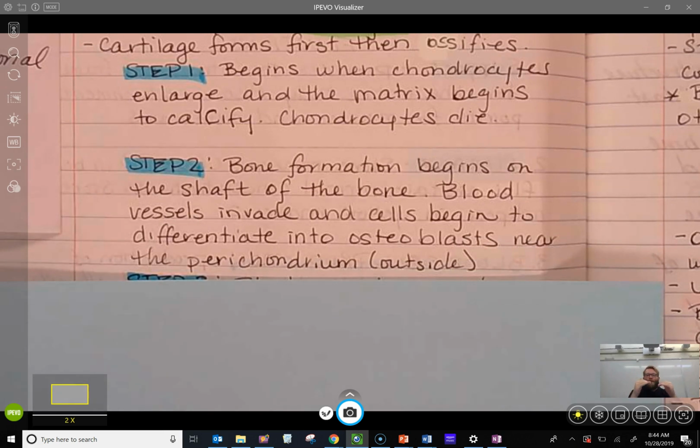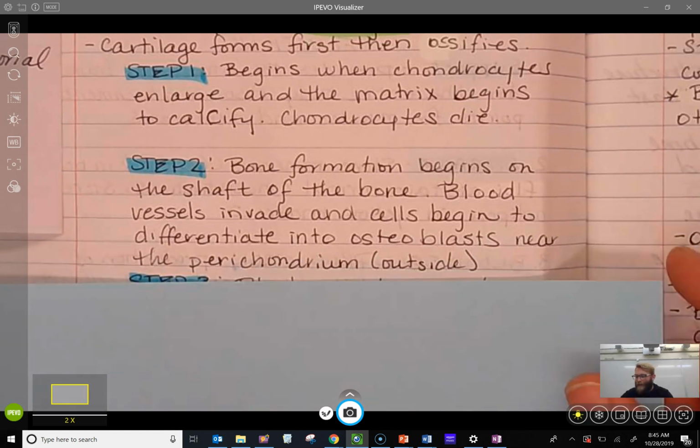As those vessels invade, the cells begin to differentiate into osteoblasts. So we've got the osteoclasts that will start to divide, and you'll get osteoblasts. And what that'll end up doing is that the perichondrium, the outer layer (peri means around or outside, chondrium the cartilage), will start to, again, solidify. So you'll get osteoblasts forming from these chondrocytes.